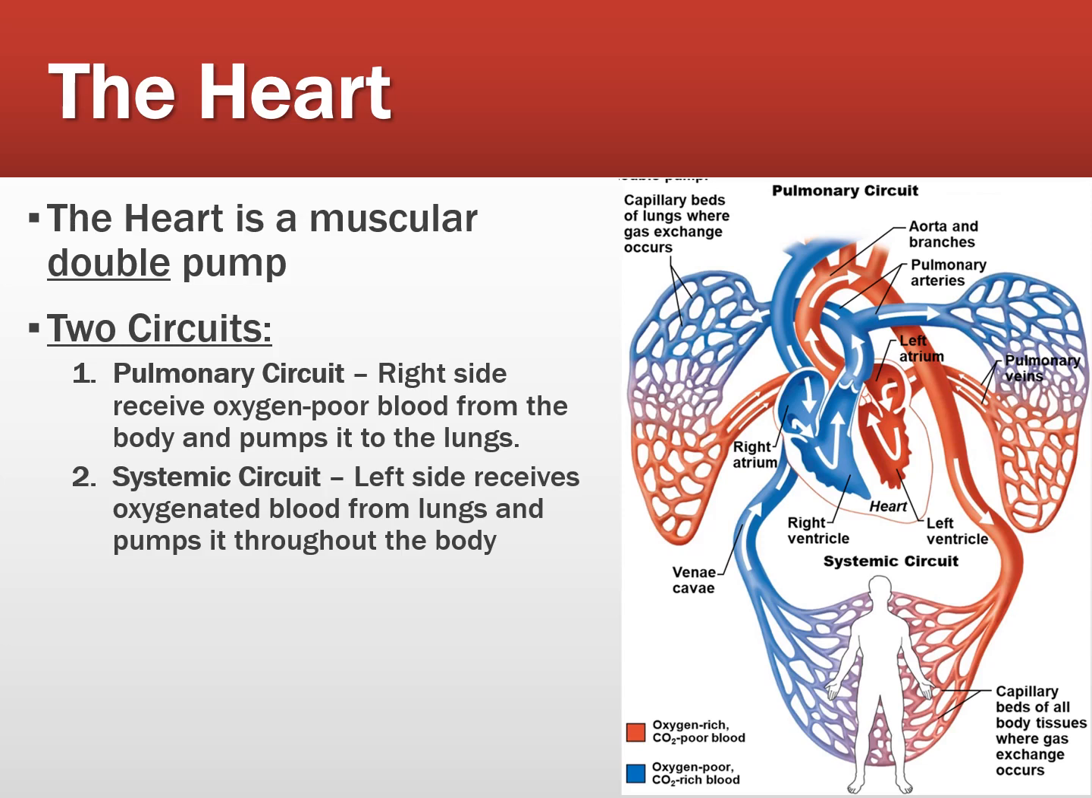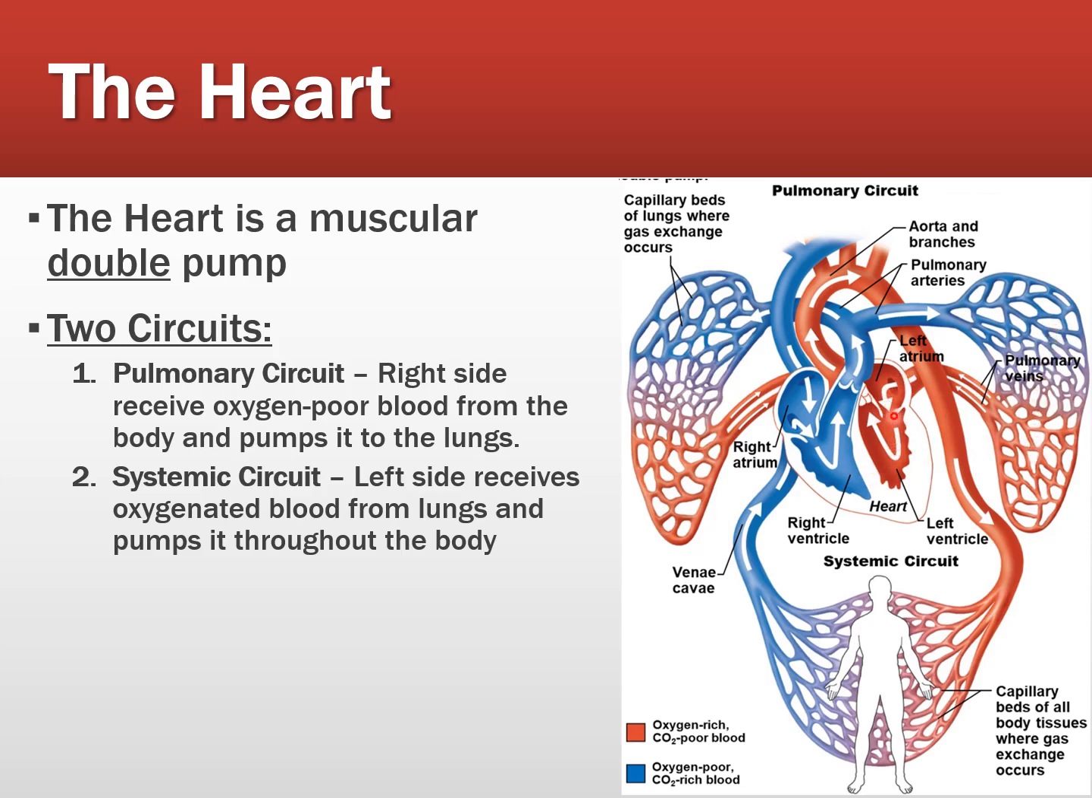So our first circuit is called the pulmonary circuit. If we get our little laser pointer here, we can follow the pulmonary circuit, and we've talked about blood coming back to the heart. It's all going to come back to the right side of the heart. So the right side of the heart has a lot to do with the pulmonary circuit, okay? So it's going to receive all that oxygen poor blood from the body, and it's going to pump it out to the lungs where it can get reoxygenated in the lung capillaries, and then it's going to return to the left side of the heart.